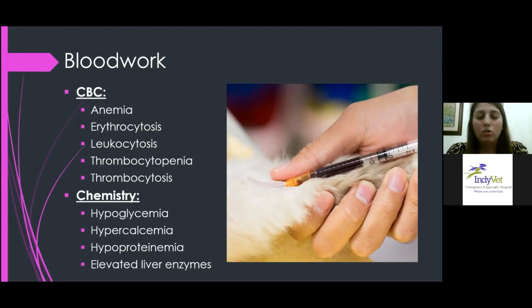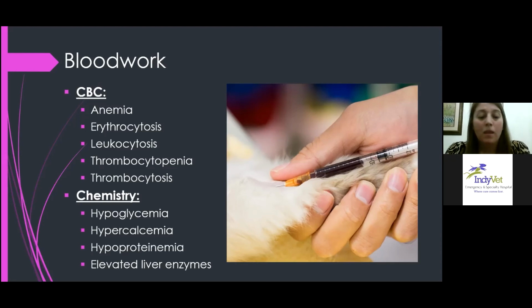Moving on to our chemistry, what can we see? This is not an exclusive list. These are just a couple that I was going to talk about. We can see hypoglycemia, most common in our insulinomas. They're releasing too much insulin, causing our blood sugar to go low.